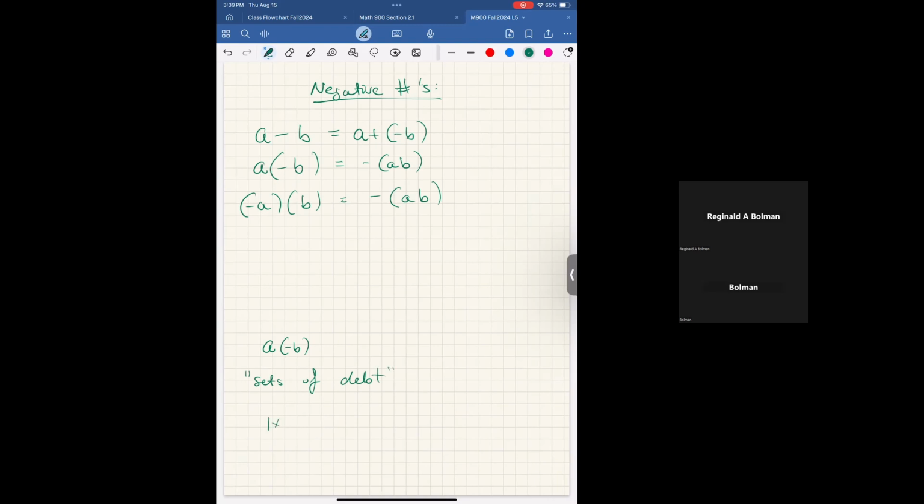So like 1 times 2 is 1 set of 2, right? But if I do 1 times a negative 2, this is 1 set of a $2 debt. It's literally what it means, 1 set of a $2 debt. Well, what would 1 set of a $2 debt be?